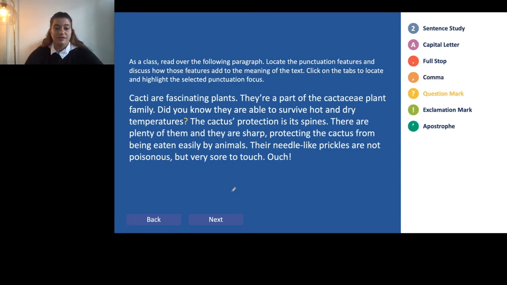We have one question mark today, and we know it's a question not just because it's got a question mark, but it's also asking something. Did you know?